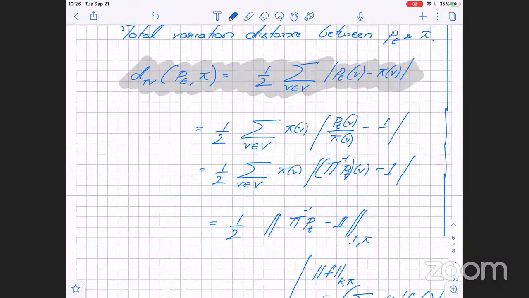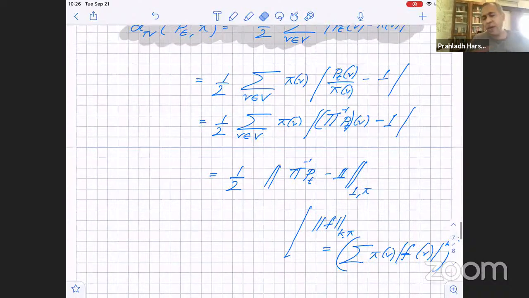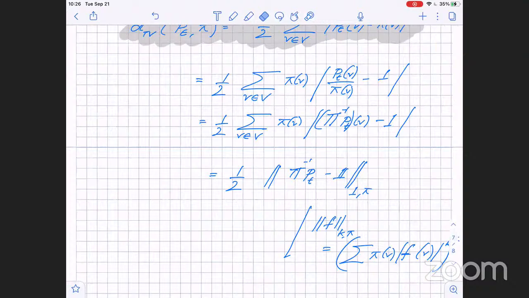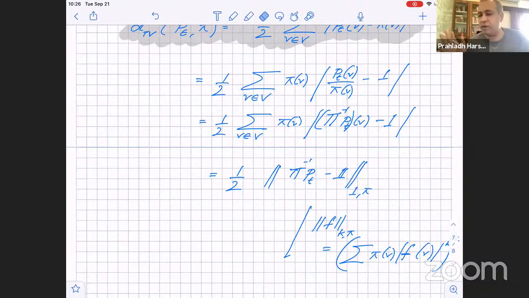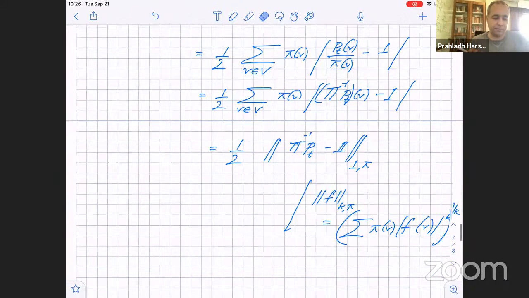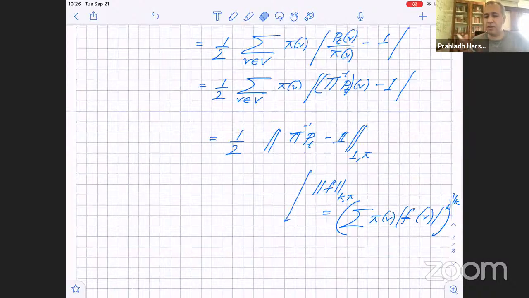Is it clear pi inverse exists? Pi inverse is a diagonal matrix. So if the stationary distribution puts its weight... what's the stationary distribution? It was a distribution proportional to degree. So as long as there are no isolated vertices, this is there. And if there are isolated vertices, you'll just throw them off the graph because the random walk doesn't influence that at all. So let's always assume we are working with graphs with no isolated vertices.